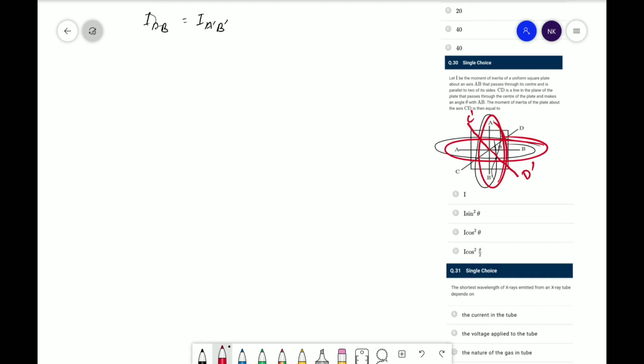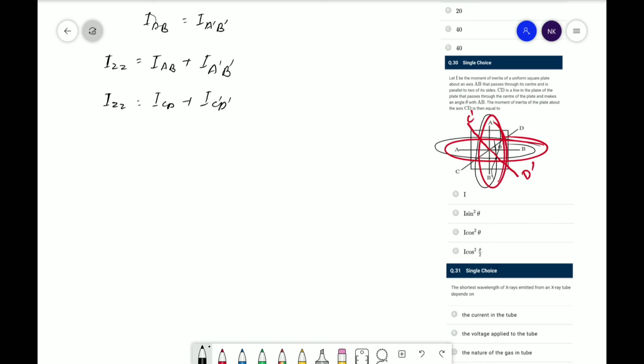And we know that since A dash B dash and AB are perpendicular, according to the perpendicular axis theorem, the total moment of inertia, that is Iz, will be equal to the sum of the moments of inertia along the two other axes, which is I AB plus I A dash B dash. In other words, we can also say that the moment of inertia will be equal to ICD plus IC dash D dash. What we have got here is that the moment of inertia along AB will be equal to A dash B dash.